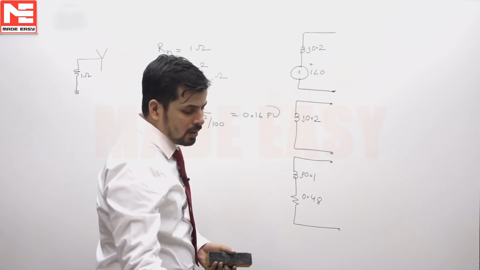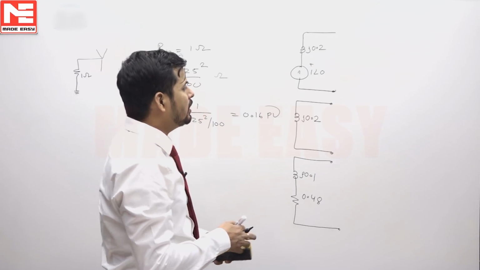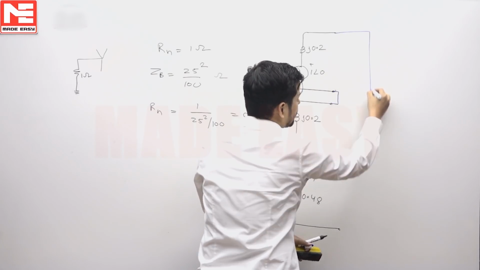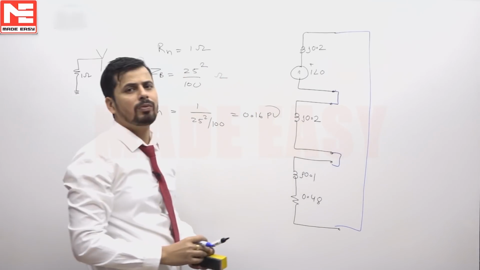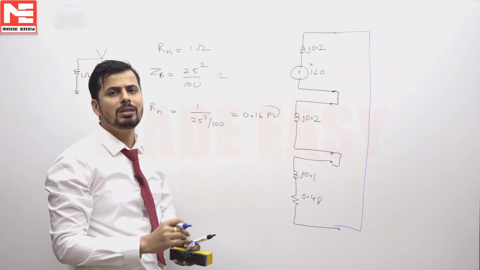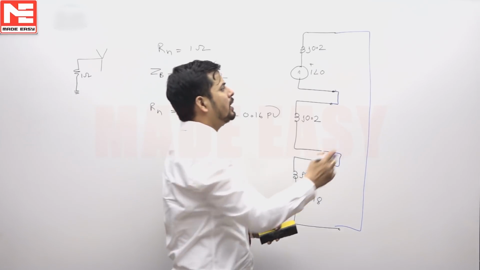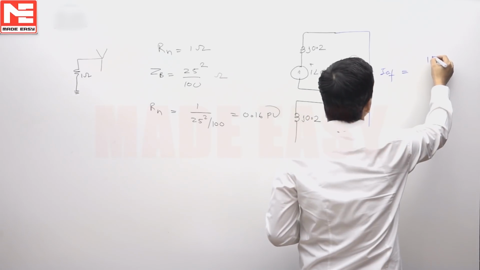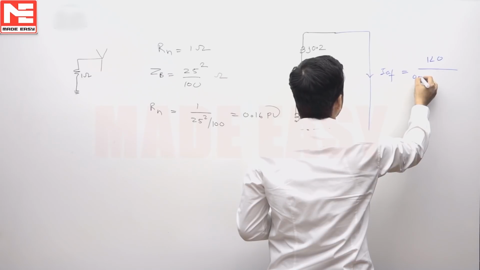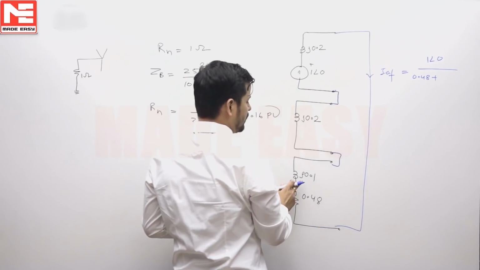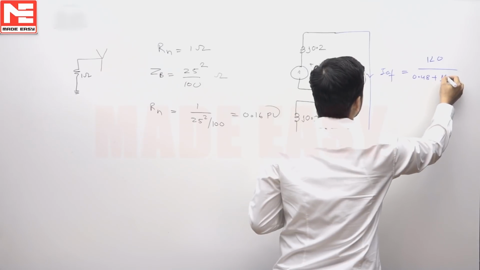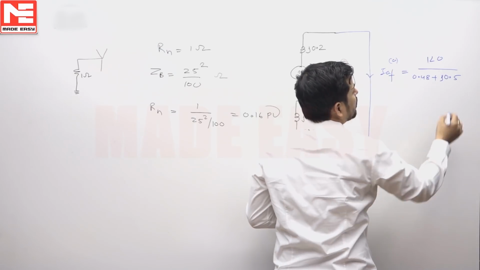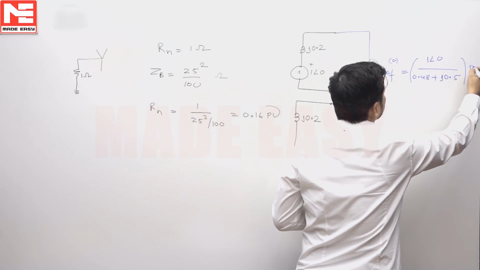For line to ground fault, we will connect these 3 sequence networks in series. We will connect like this for line to ground fault. We know that in line to ground fault all the 3 sequence networks are connected in series. By connecting in series, we will find this current IAF0. What is this current IAF0? It is 1 angle 0 divided by 0.48 plus this, which is J0.5. So this is the value of this IAF0 in per unit.